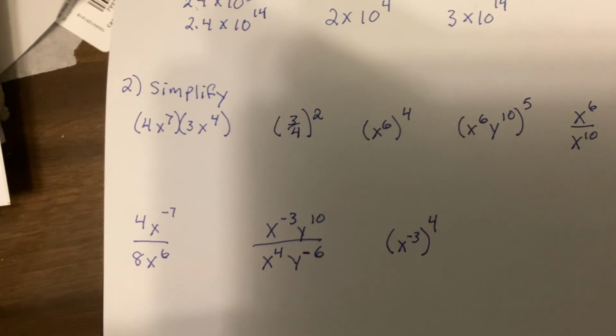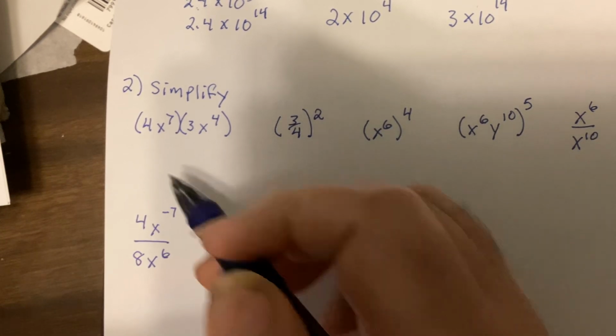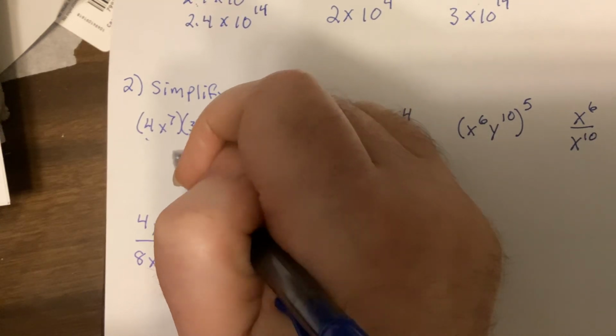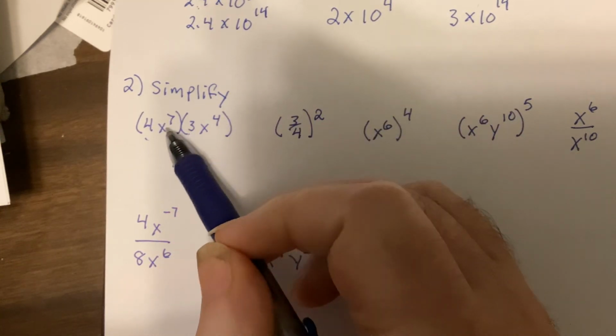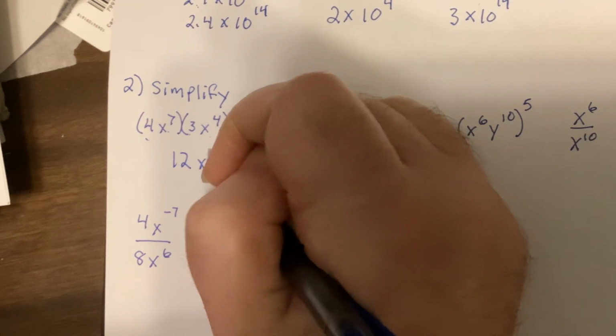So see if you remember how to do these, and when you're done, or done with as much as you can, turn me back on. Okay, so when you multiply the coefficients, 4 times 3 is 12. When you multiply two things with the same base, you add the powers.